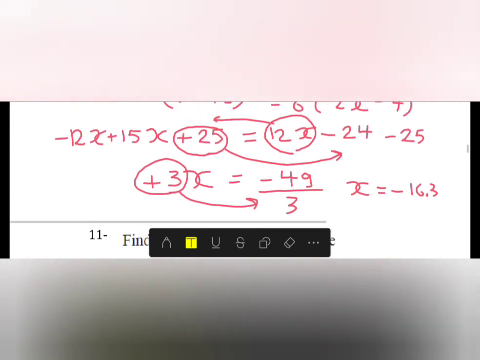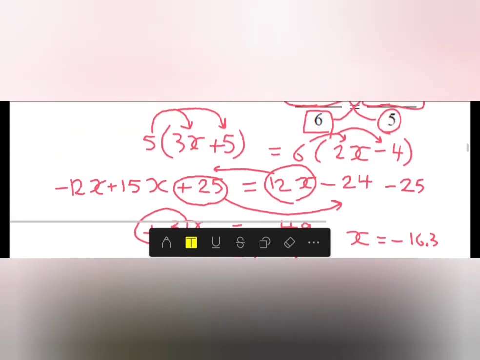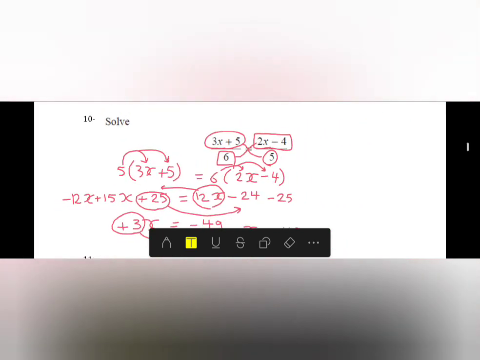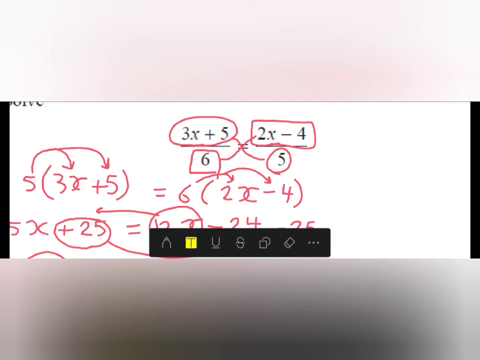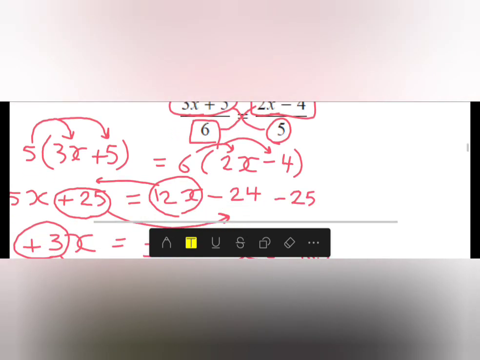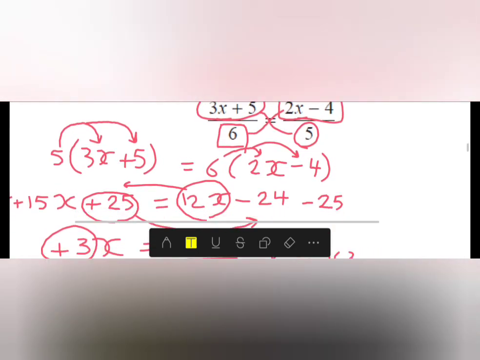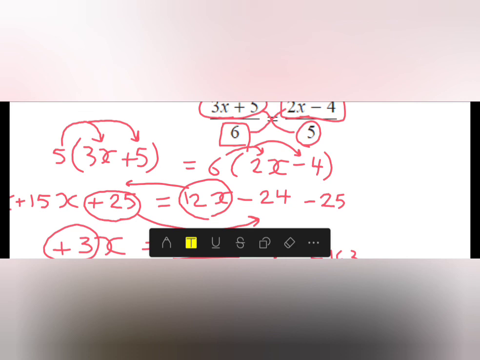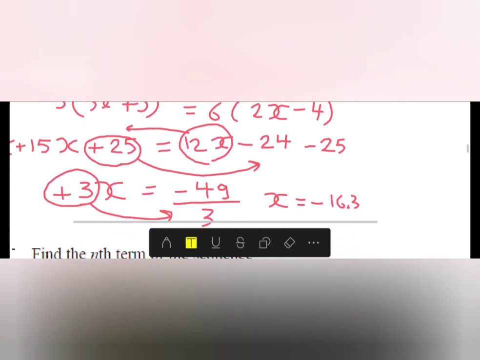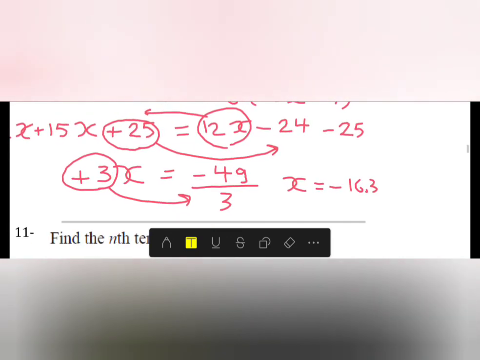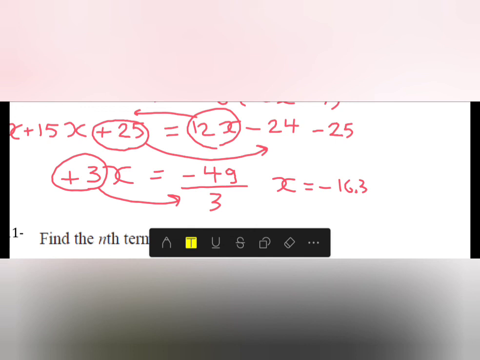So again, let's check from the beginning. As we said, first thing we did is what? We put a multiplication sign between these and we multiply the 5 by 3x plus 5 and we got 15x plus 25. And the other side is 6 multiplied by 2x, which is 12x, and then minus 24, 6 times negative 4. And then I took the 12x to the other side and the 25 to the other side. And I changed the sign of each one of them. So I got 3x here. And the other side I got negative 49. And then I divided by 3, which is negative 16.3. And this is how you answer a question like this.